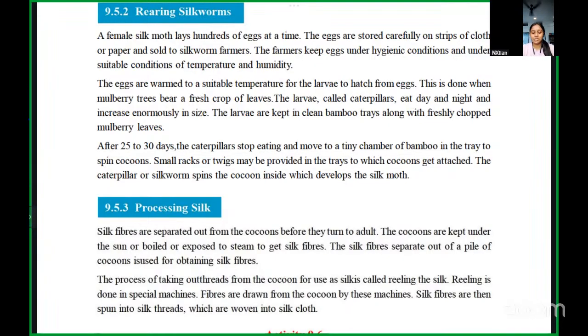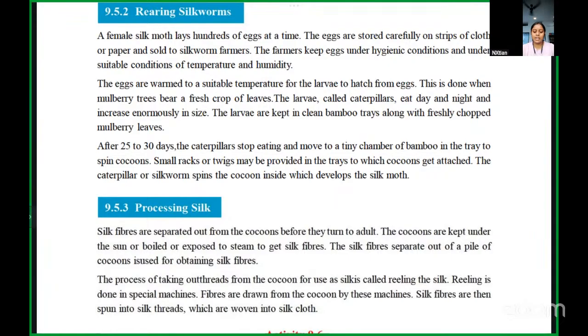Mulberry tree leaves are the leaves which these silkworms feed on. So they are placed on mulberry leaves, and the larvae called caterpillars eat day and night. They eat mulberry leaves day and night and they increase in size. They become bigger and bigger.